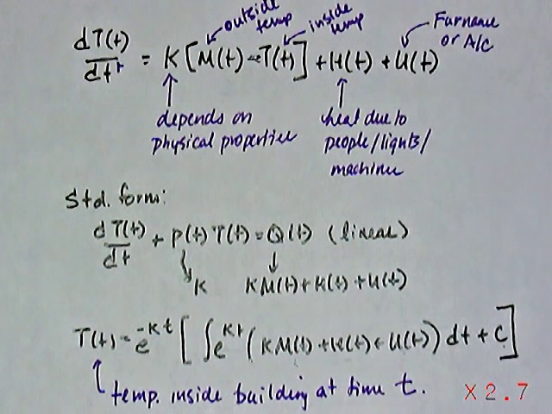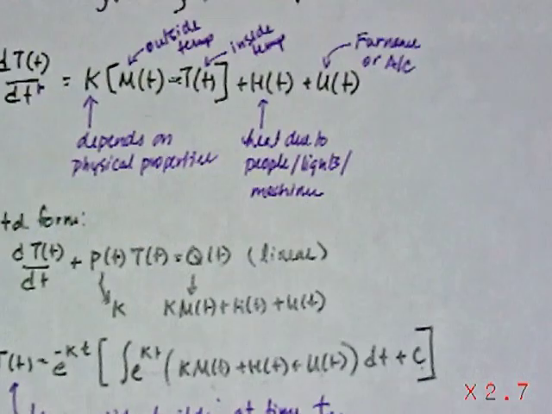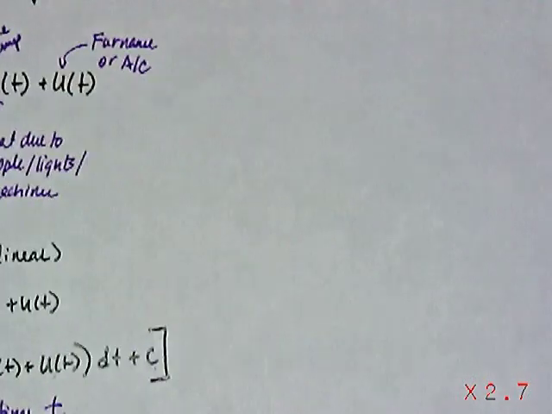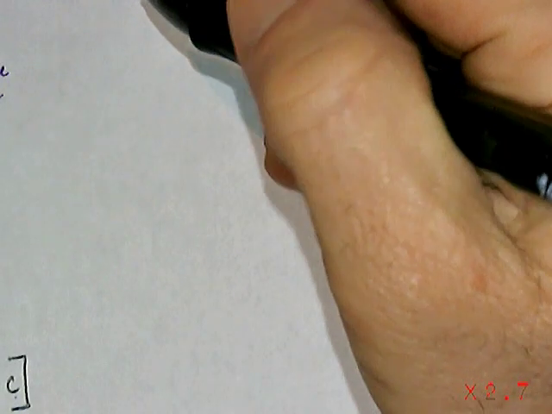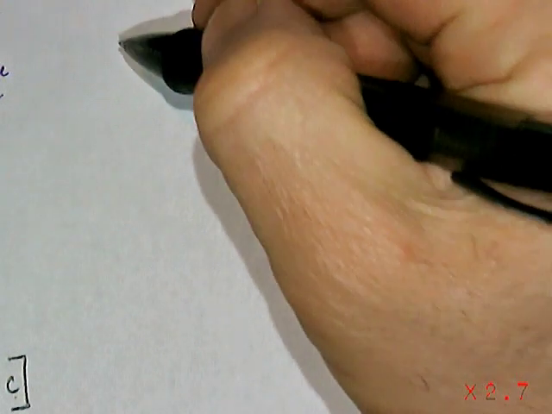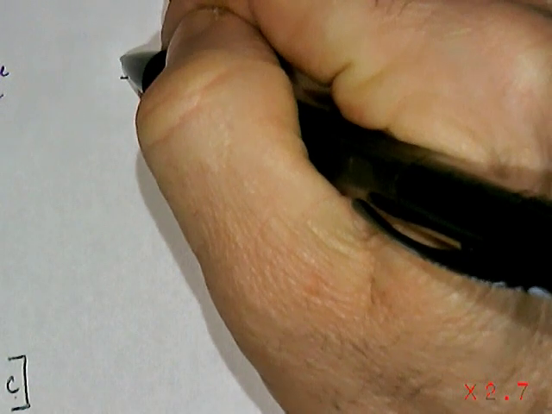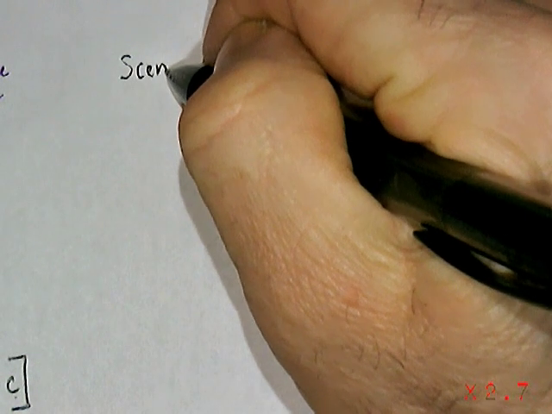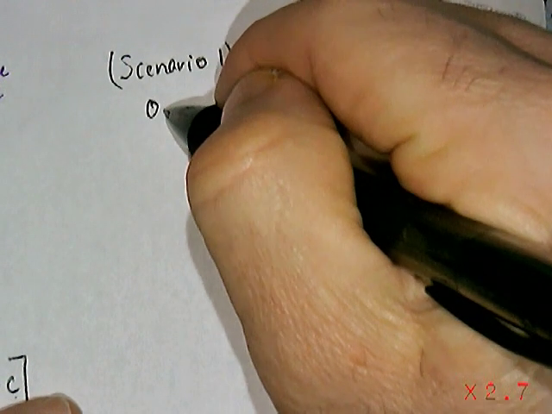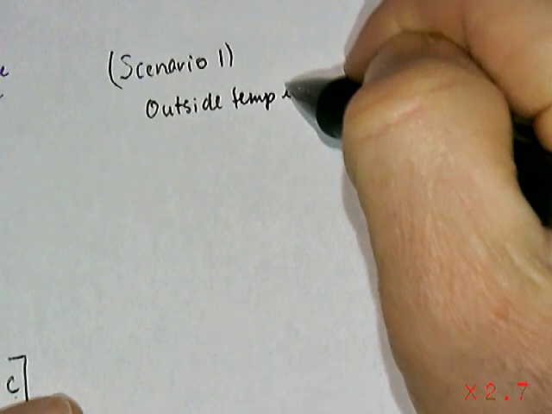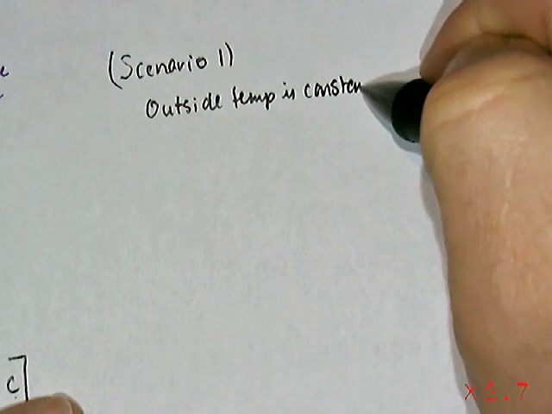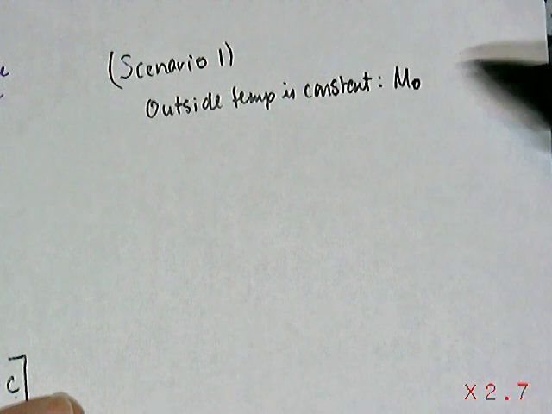All right. So let's review the first scenario that we talked about in class. So let me scoot this over a little bit. And the first particular scenario we had in class is that we were looking at a case in which the outside temperature, so we'll call this scenario 1, or example 1. In scenario 1, what we had is that the outside temperature remains constant. So the outside temp is constant, and we'll represent that as m0.